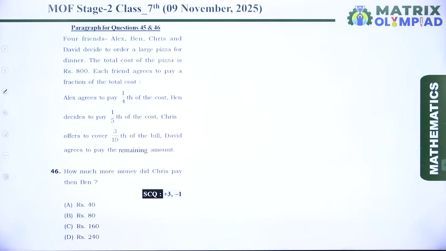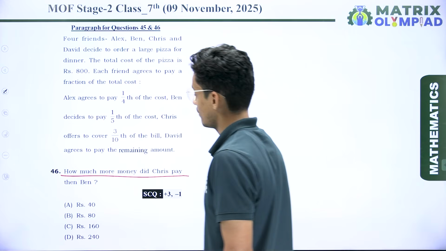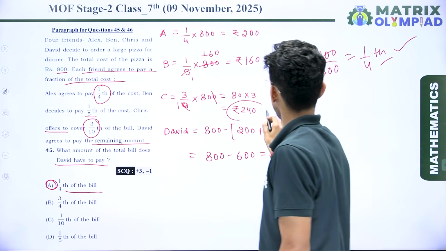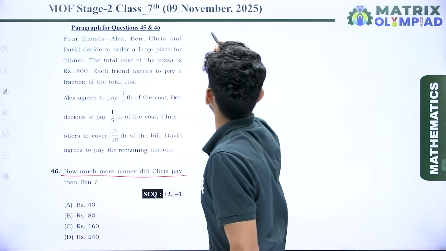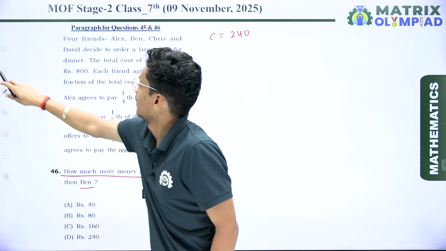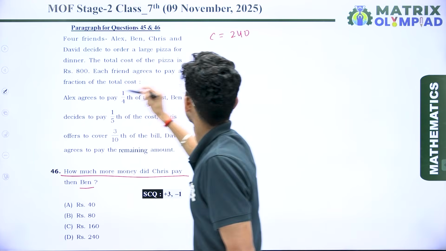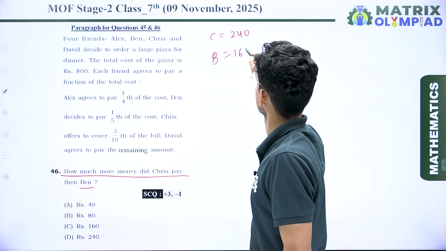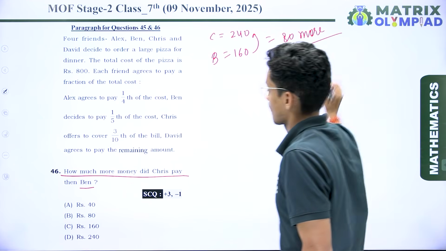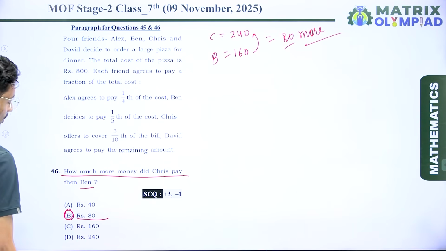So if I talk about the next question, which is again based on the same paragraph, the question is, how much more money did Chris pay than Ben? So here Chris paid rupees 240. Then Ben, Ben paid rupees 160. So Chris paid 80 rupees more. Option number B is the correct answer over here.